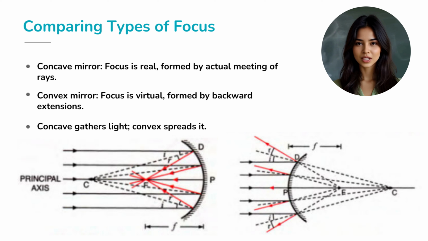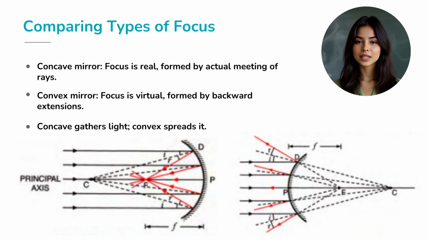Now glance at the right diagram. The convex mirror plays the opposite trick. Parallel rays hit the mirror and scatter outwards, diverging. If you extend these rays backward with dotted lines, they seem to meet at F behind the mirror. But remember, it's only an illusion. The rays never meet in reality, so we call this a virtual focus. Convex mirrors don't collect light, they spread it, like someone spreading rumors in the entire class.